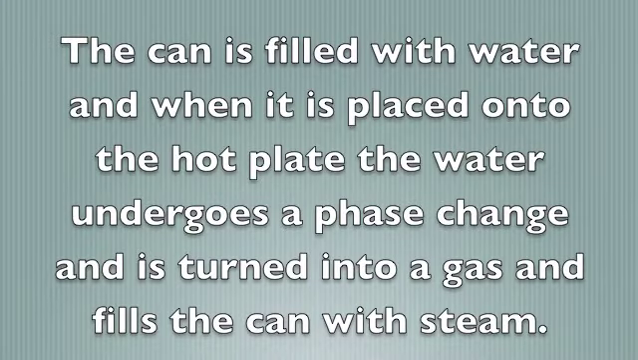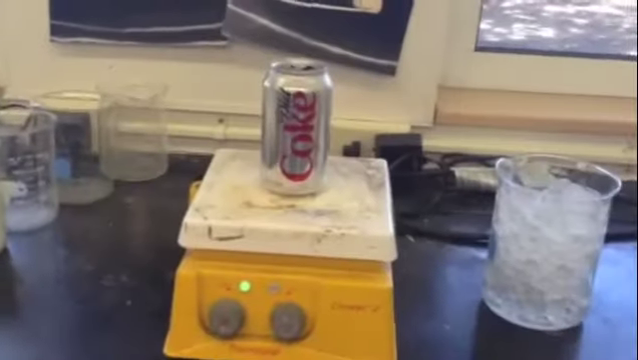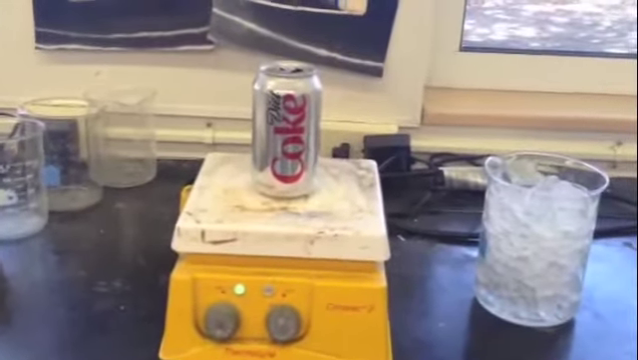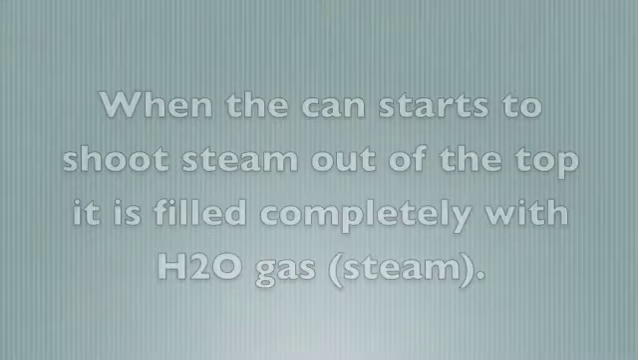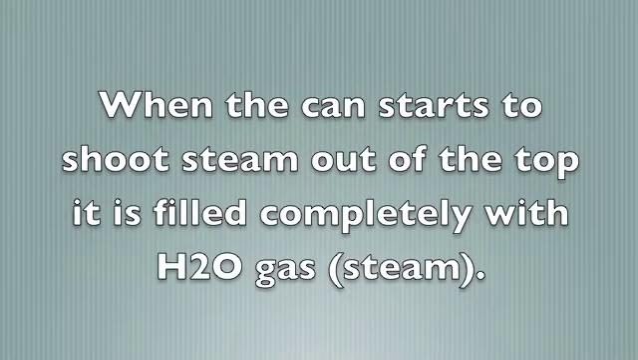The can is filled with water, and when it is placed onto the hot plate, the water undergoes a phase change and is turned into a gas and fills the can with steam. When the can starts to shoot steam out of the top, it is filled completely with H2O gas.